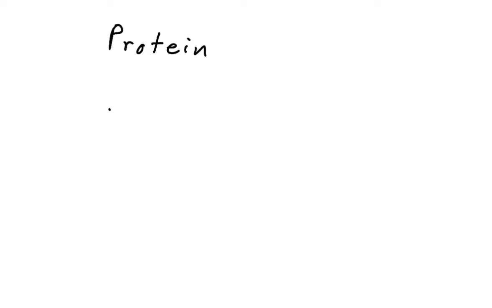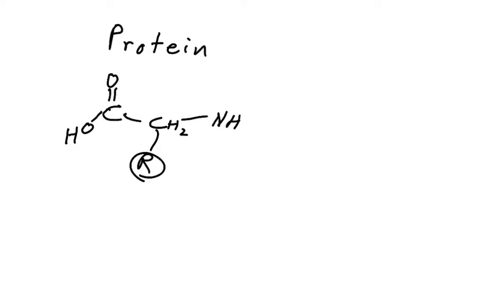Amino acids consist of a carboxyl group connected to a carbon that contains an R group that will be different for every amino acid, connected to what's known as an amine group. And we'll go into functional groups and everything a great deal in lecture.